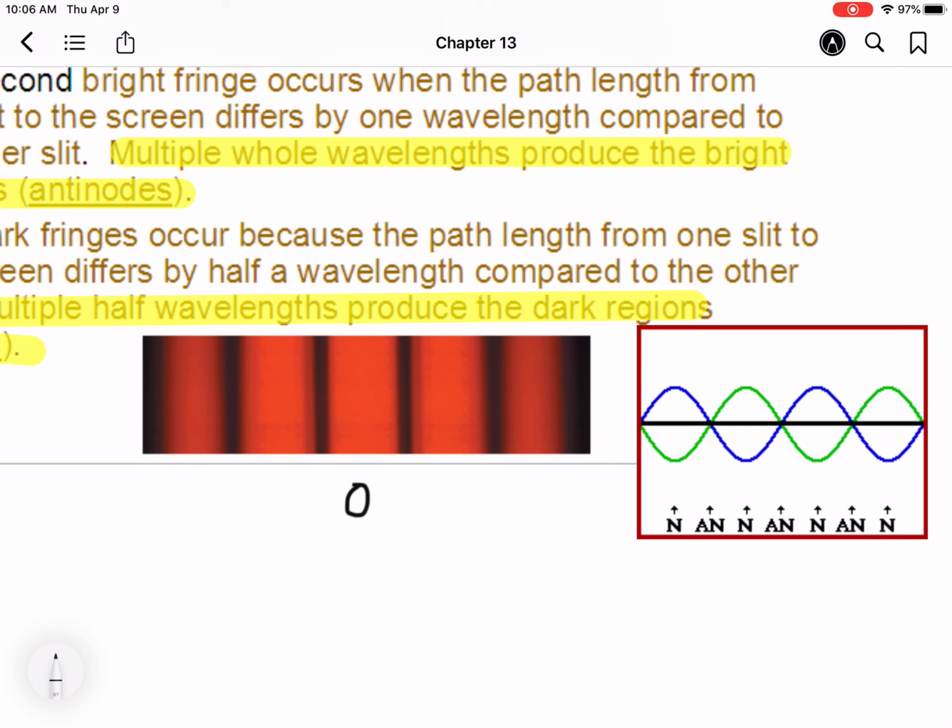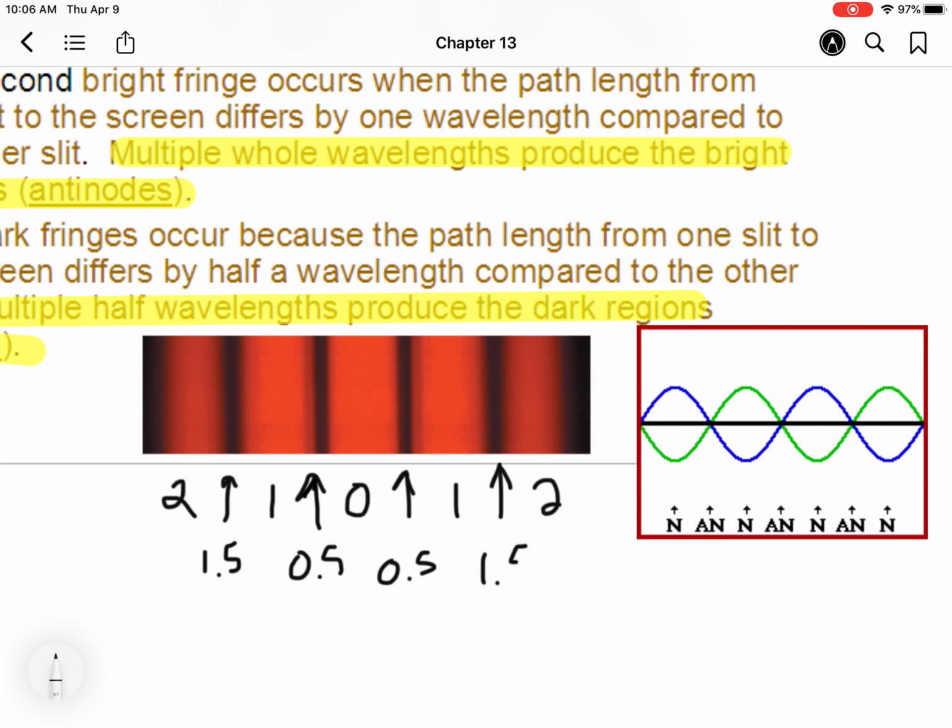Then we just count the brights in each direction: 1, 2, and 1, 2. Those are the whole numbers, the brights in whole-number order. What that means is that each dark in between would be a half. So this one here would be 0.5, and this one here would be 1.5.